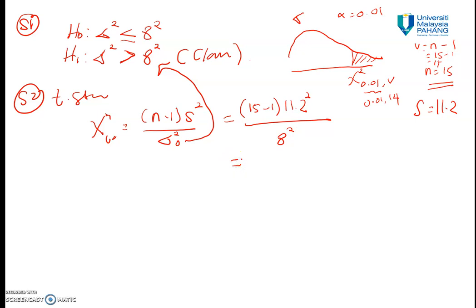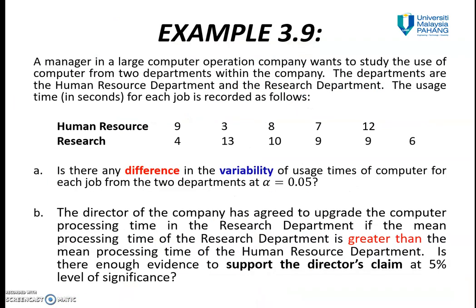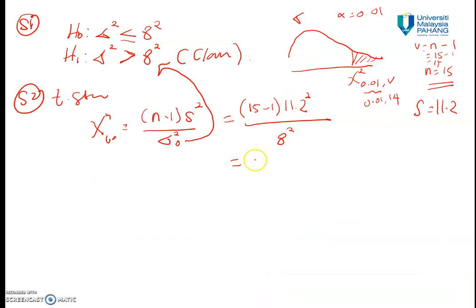So make sure you are clear: standard deviation, no square, so put square here. Sometimes the question gives you variance, so here you just put the value, no need to square. So when you calculate, you will get 27.44, to 4 decimal places. You can do it like this. So that is step number 2.